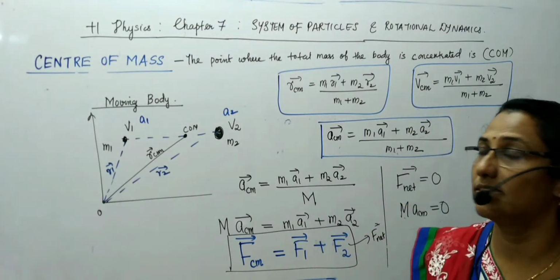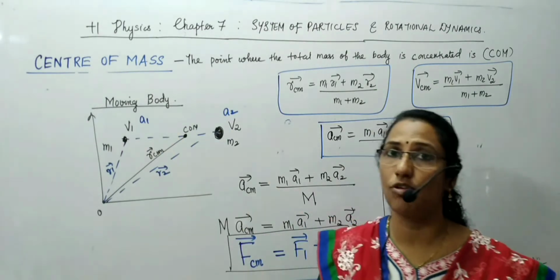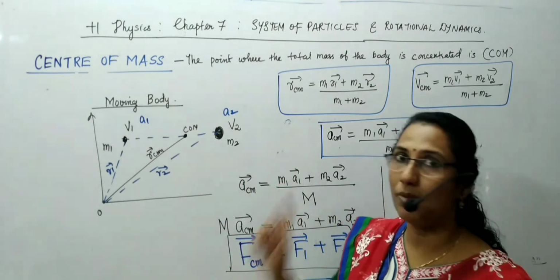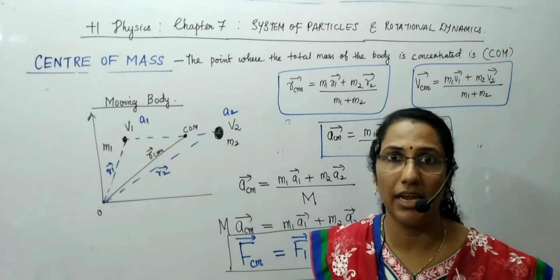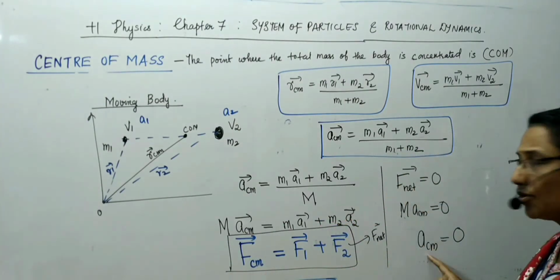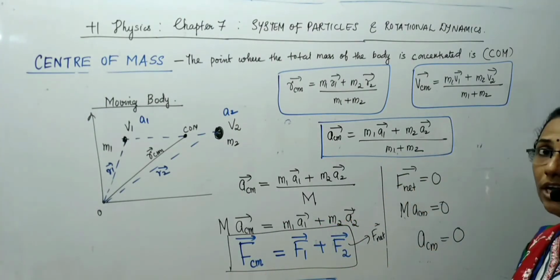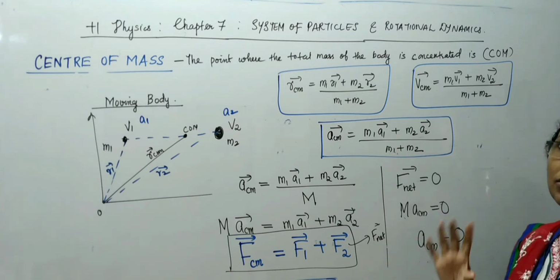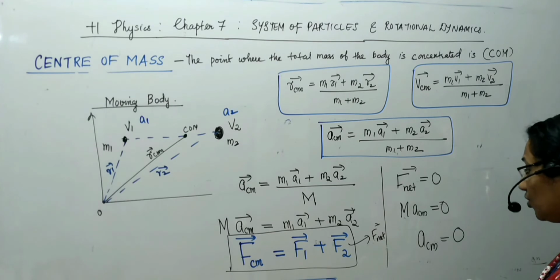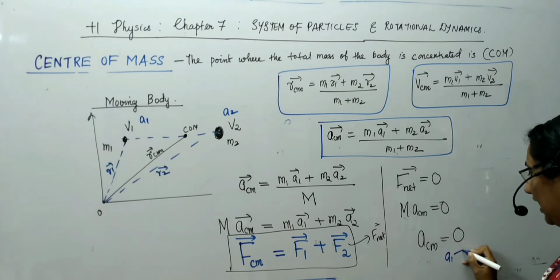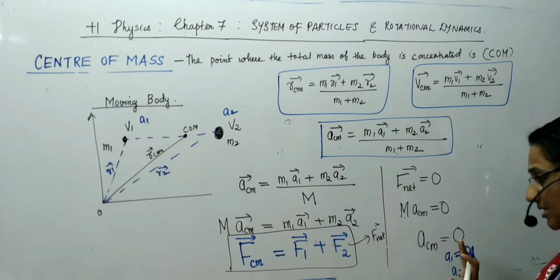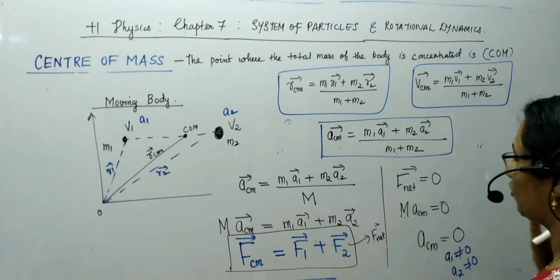Acceleration of the center of mass is zero, where A1 is, say, plus 2 meter per second square and A2 is minus 2 meter per second square, so A_CM is zero. Net acceleration of the center of mass being zero doesn't mean that A1 is 0 and A2 is 0. A1 is not equal to 0, A2 is not equal to 0, but the center of mass acceleration is zero.